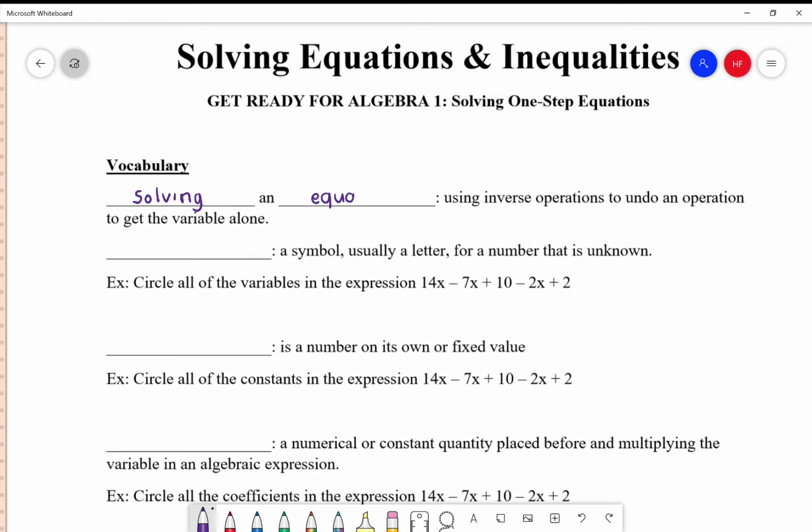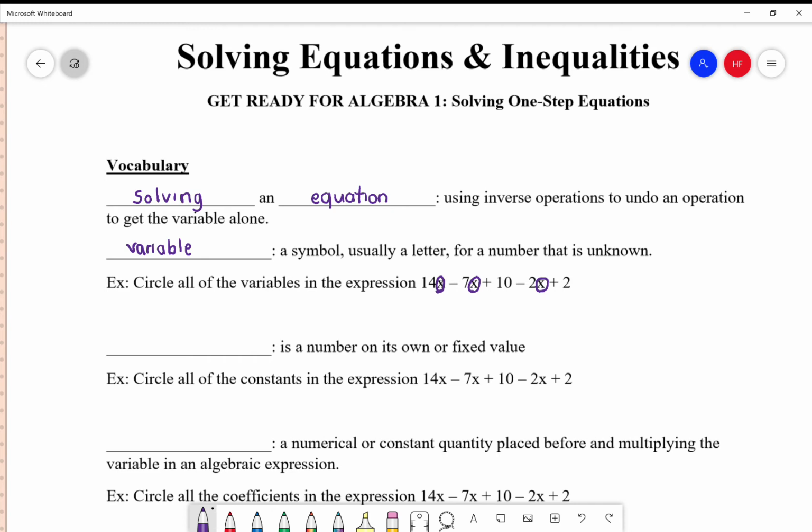So we know that we want our variable to be on one side and everything else to be on the other side. A symbol, usually a letter, for a number that is unknown is called a variable. A lot of times we'll use x. So circle all of the variables in the expression. So just the variables, not the number with it. All it says is to circle the variable.